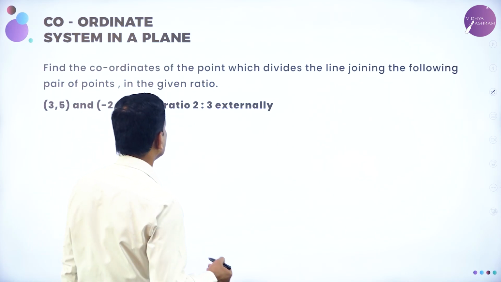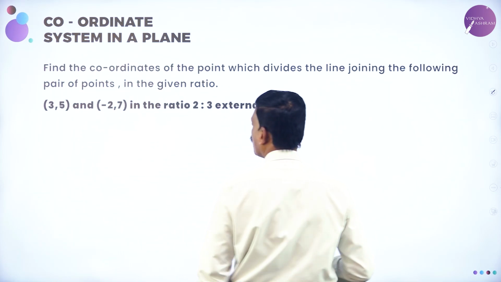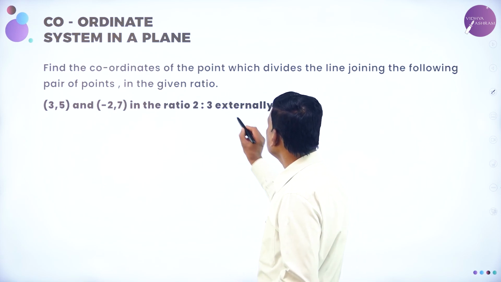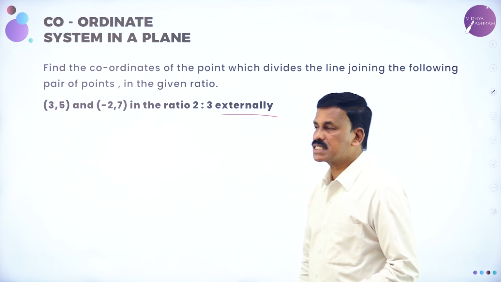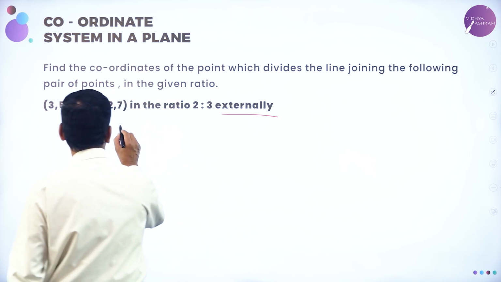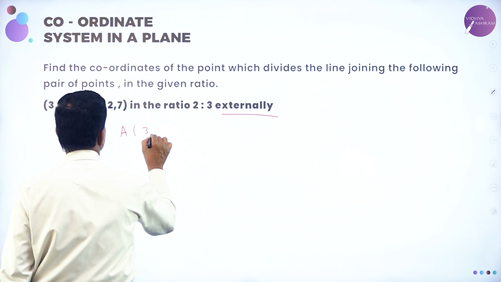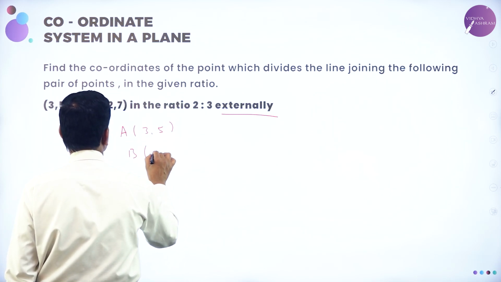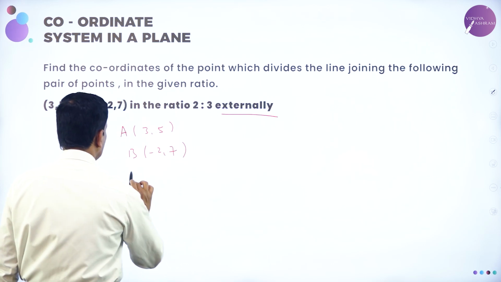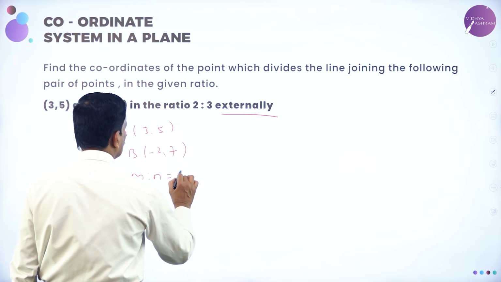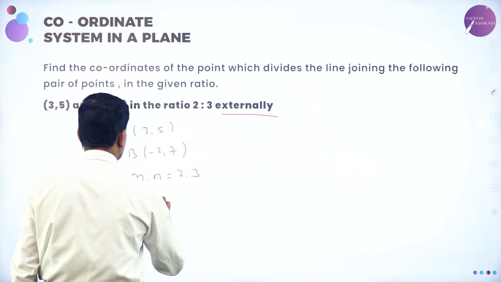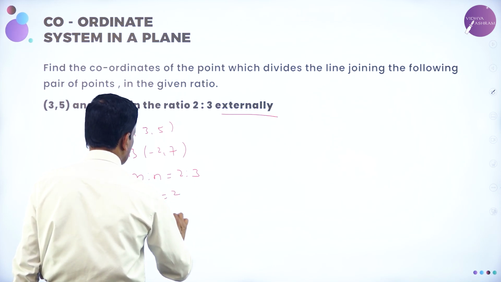Find the coordinates of the point which divides a line joining the points in the given ratio. Here it is 2:3 externally. Now, what is given here? Let us call A is equal to (3, 5) and B is equal to (-2, 7), and the ratio m:n is equal to 2:3. So, m is equal to 2, n is equal to 3.